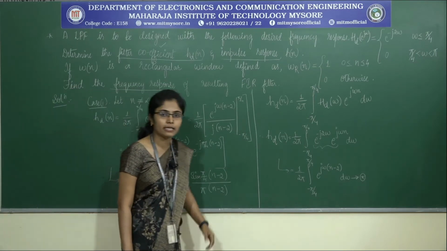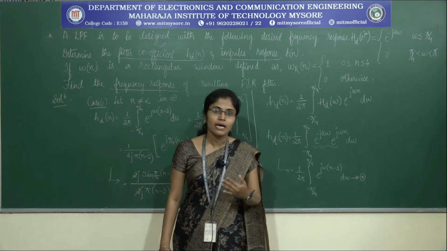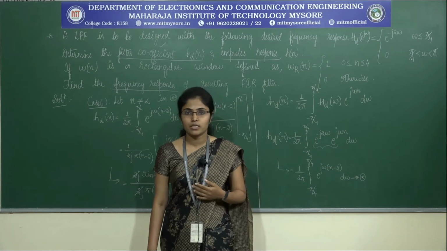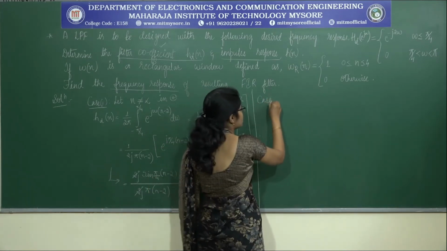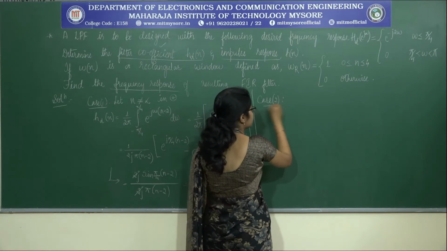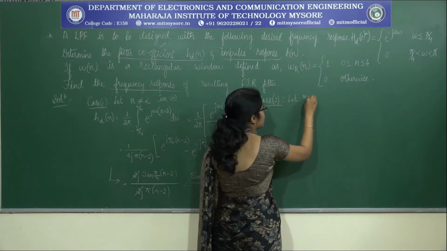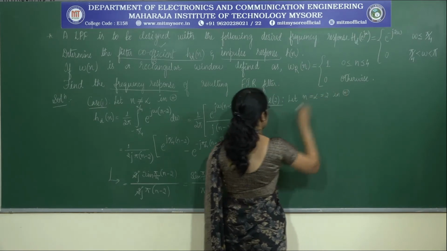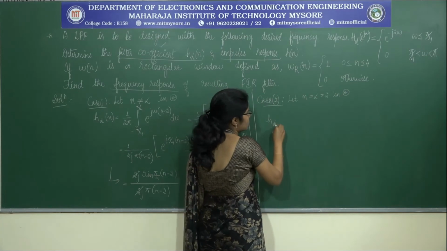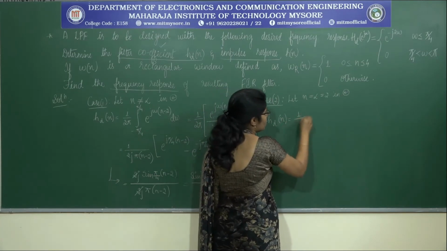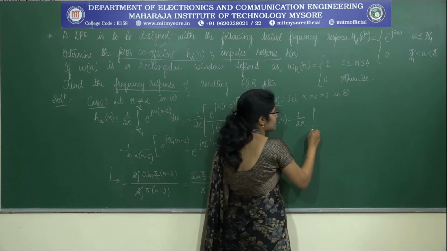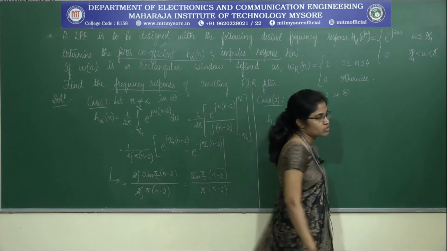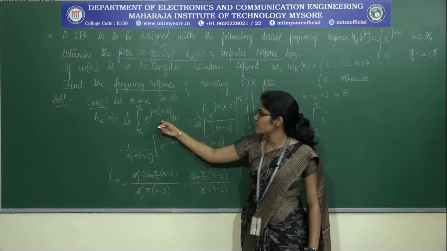Let us move on to the second case and see what is the expression for hd of n when the value of n is equal to 2. Starting with case 2, let n be equal to alpha, which is equal to 2, in equation star. If this happens, hd of n will be equal to 1 by 2 pi integral from minus pi by 4 to plus pi by 4 of e power 0, so it is n minus 2. This is your equation star.